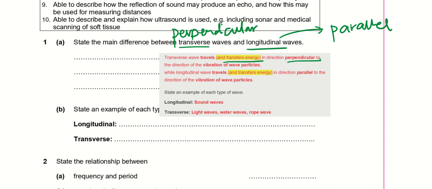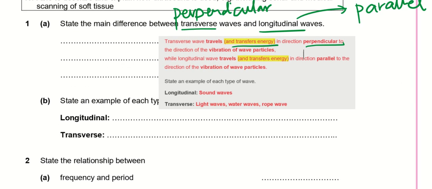When you see the word transverse, the first thing that you must think of is perpendicular. For longitudinal, it will be parallel. So what do we mean by that? Let's look at the answer. Transverse waves travel and transfer energy in a direction perpendicular to the direction of the vibration of wave particles. That means there are two directions. The first one is the wave direction. So for example, this is my wave direction.